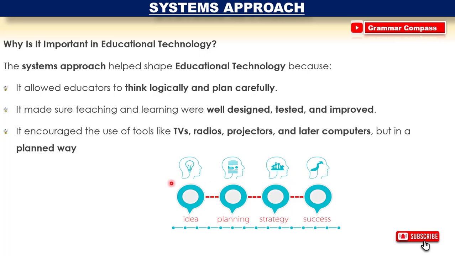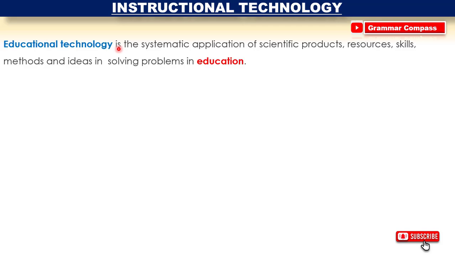It began by developing an idea to solve the problem, planning, developing strategies, implementing the strategies, and then waiting for the success. Systems approach helps us to know the real impact of educational technology, that is, to solve problems in education. But people normally confuse educational technology with instructional technology. Let us talk about that.